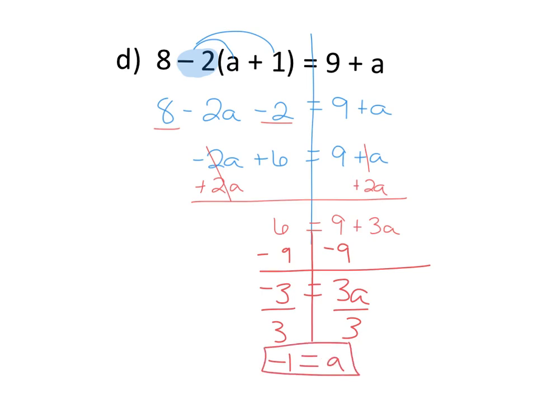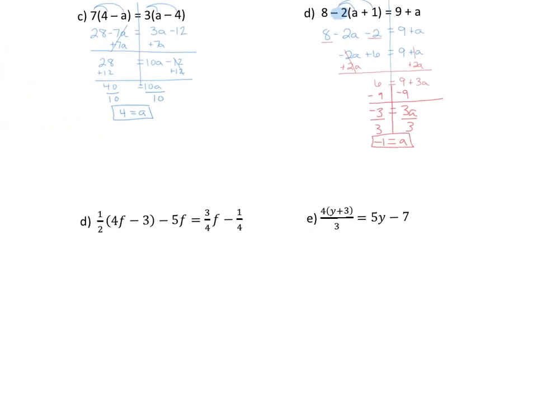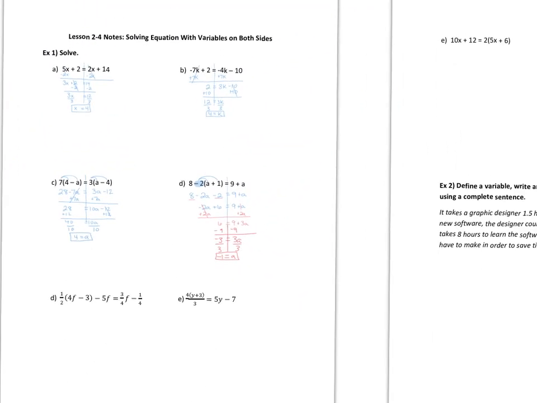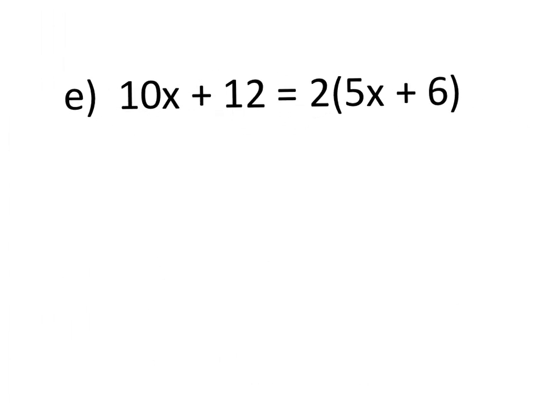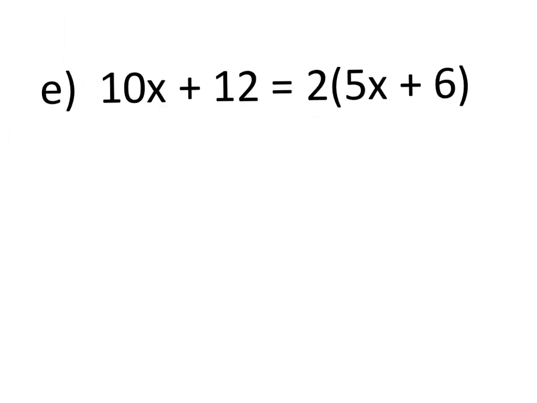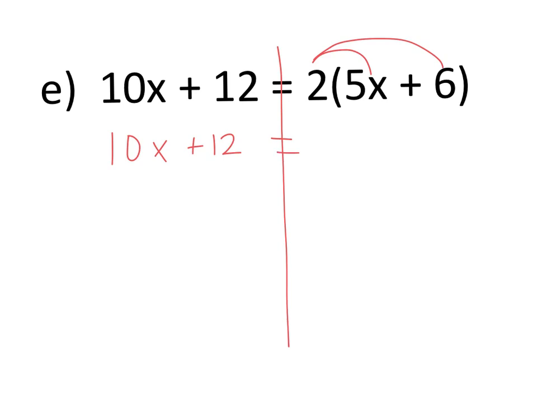Okay. All right, we are going to skip D and E for now. I want you to go ahead and flip to the second side here, and let's look at this E. All right, so we're going to distribute, right? First thing we always do is distribute to both parts. So I have got 10x plus 12 equals 10x plus 12.